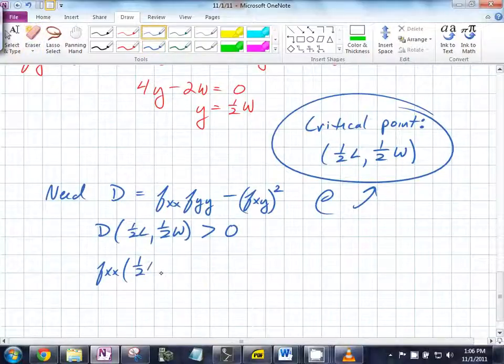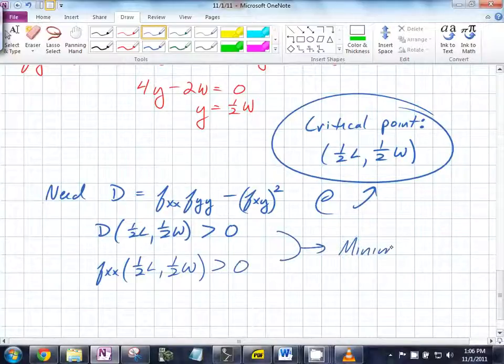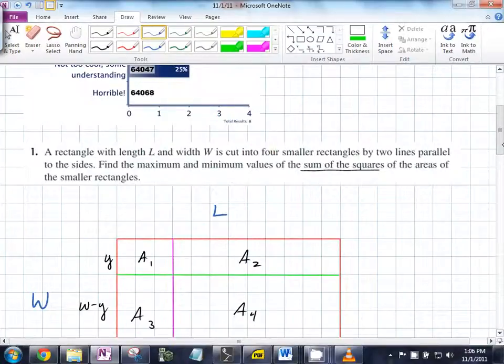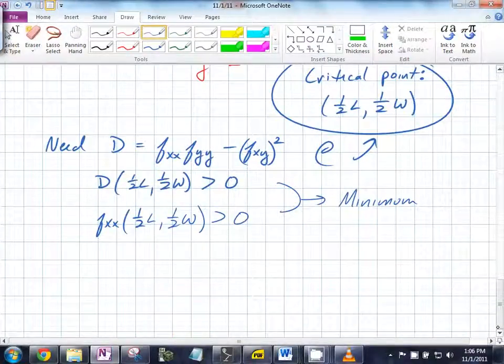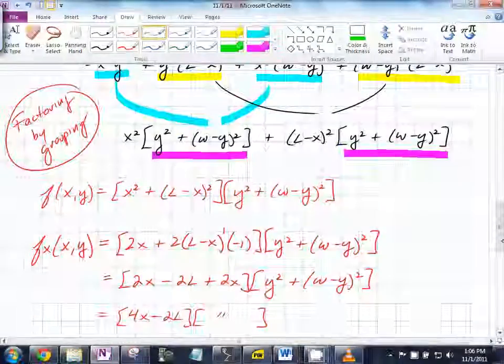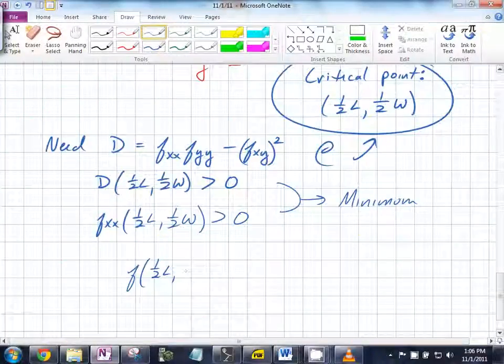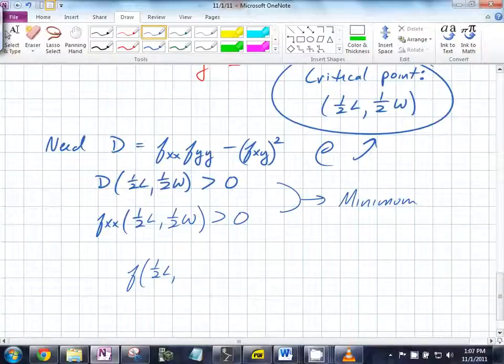And the thing is, does it ask you what the minimum value is, right? I think it says find the minimum and maximum values, right? That's where the minimum and maximum value occurs. So how do you actually find the minimum and maximum value? Plug it in. You need to actually do f of (1/2 L, 1/2 W). Did anybody get what it is? Yeah, I think it collapses nicely, doesn't it? Yeah, it's 1/4 L squared W squared. It takes a little while to evaluate it.